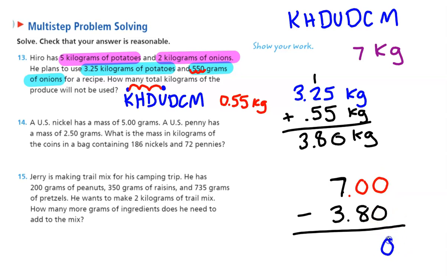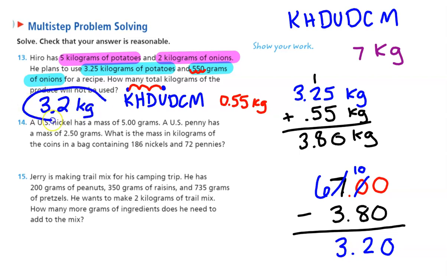0 minus 0 is easy enough. And then 0 minus 8 I can't do, so that's where I will borrow. That becomes a 6, and this becomes a 10. 10 minus 8 will be 2, and then 6 minus 3 will be 3. So that means altogether the amount that he didn't use is 3.2 kilograms.